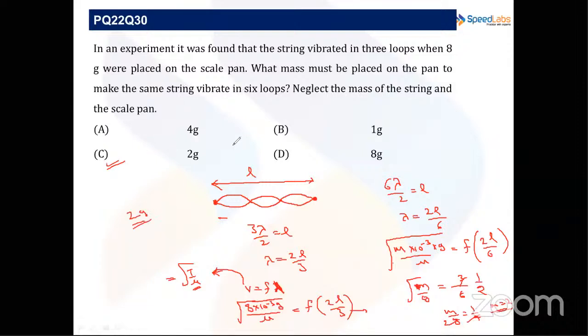Is there any confusion? I'm just saying that to double the loops from 3, the wavelength should be half, and for the same frequency the velocity will also become half, and for that the tension basically has to become 1/4. Next question.